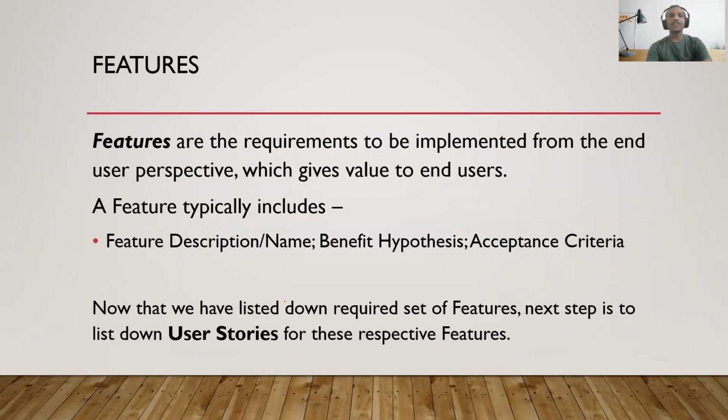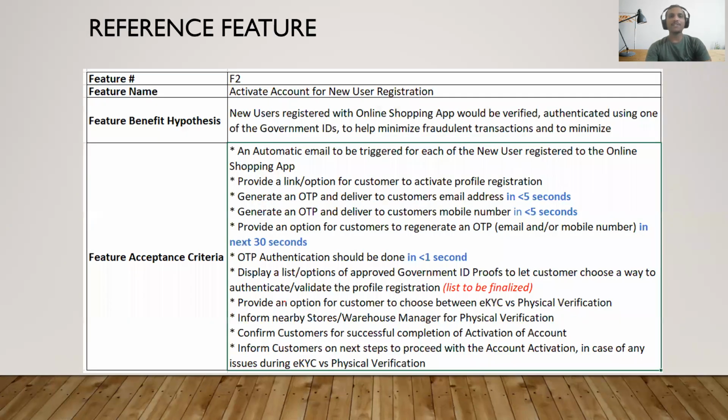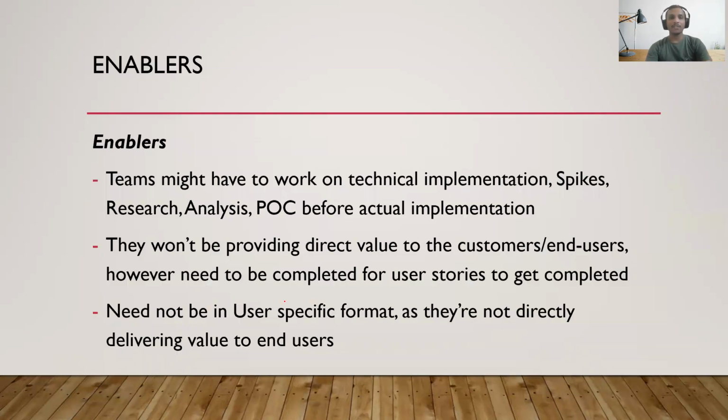Once we define the features, we will start slicing down the features into user stories. And the reference feature we are going through as part of this topic is activating an account for a new user registration. With that context, let's get started with the enablers topic.